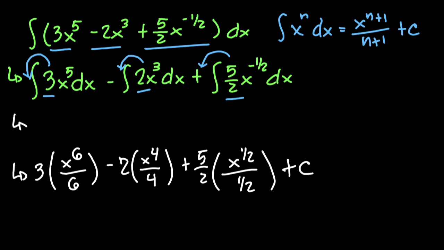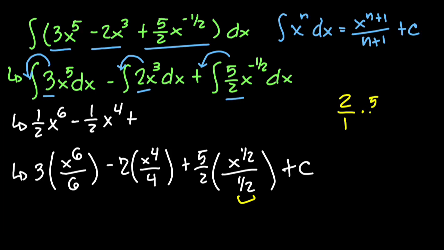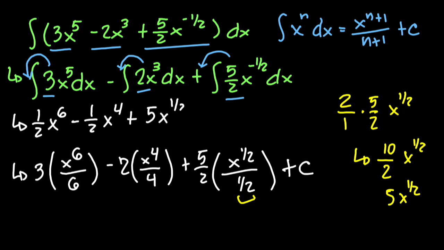3 over 6 would be equal to 1 half x to the power of 6, minus 2 over 4 would also be equal to 1 half x to the power of 4, plus you can actually bring up 1 half to this, but it will reciprocate. So this would be 2 over 1 multiplied by 5 over 2 x to the power of 1 half, which is equal to 10 over 2, which is equal to 5. So this would be equal to 5x to the power of 1 half plus c.